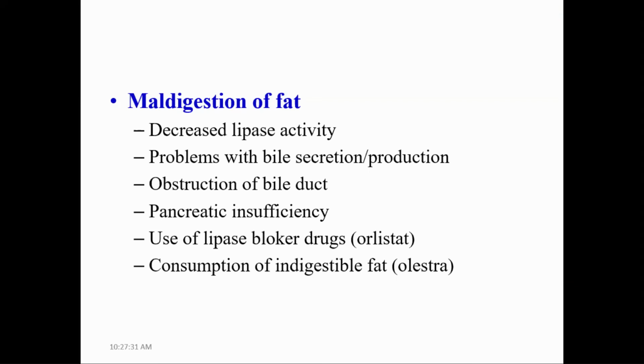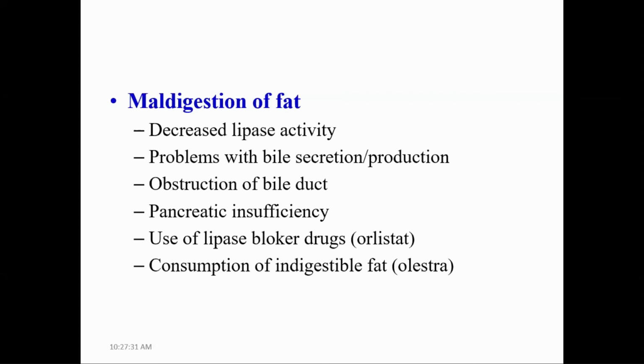So if there is any problem in bile salt production or secretion, or even obstruction of the bile duct, there is a deficiency of bile salts. In deficiency of bile salts, fat cannot be digested and absorbed, so it is excreted. Similarly, in pancreatic insufficiency, where pancreatic enzymes are not synthesized properly, which is generally seen in case of carcinoma. And again, the use of lipase blocker drugs.